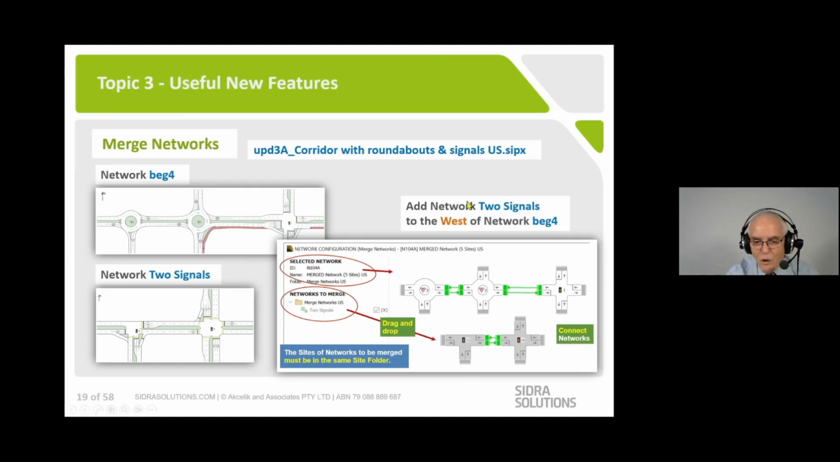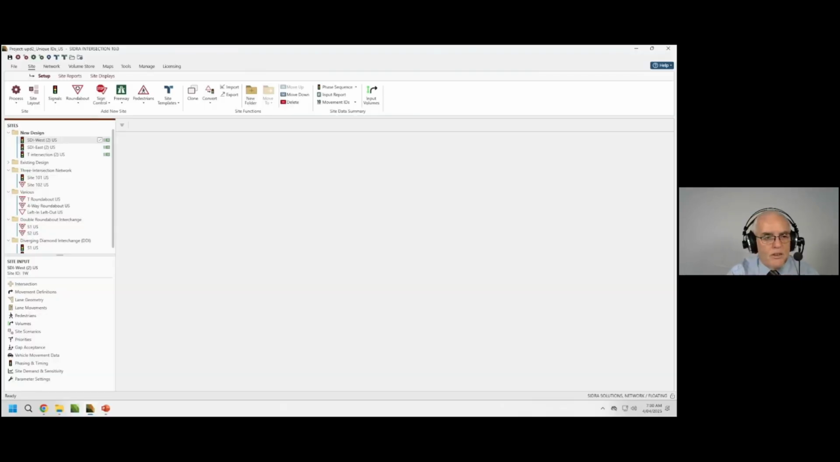I'd better get this right, but otherwise I'll get connection errors. So I said the wrong thing. We're going to join this onto the west end of Beg 4. Okay, so this is a mirror image of the example I did the other day. So apologies for saying east. Okay, so that 2 signals, it's going to come up here on the west end of Beg 4. Go back to the software and we'll go through that process.